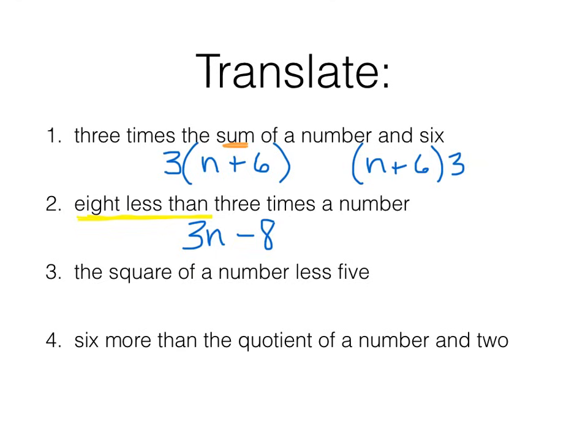Next one, the square of a number less 5. Whoa, that's different. Okay, we didn't cover square, but if I'm squaring a number, what am I doing to it? I'm taking it and putting an exponent of 2 on it. The square of a number less 5. Less 5 literally means minus 5. So that's what I want you to think of with less 5: it's really minus 5.